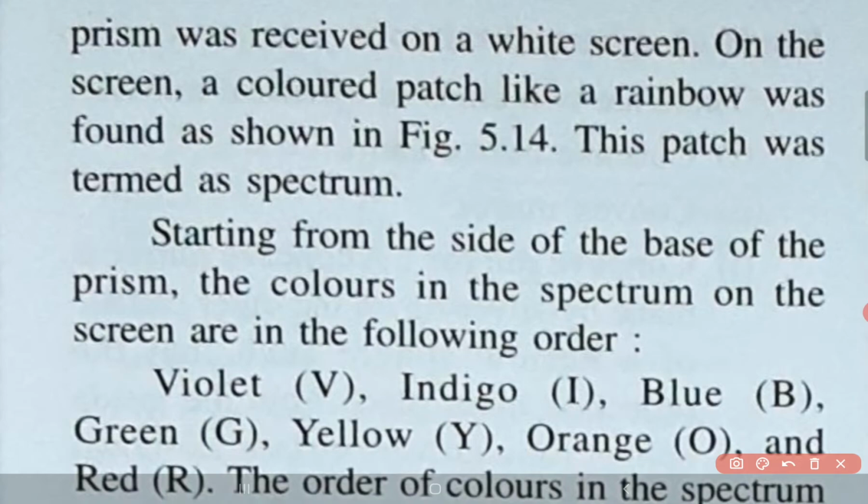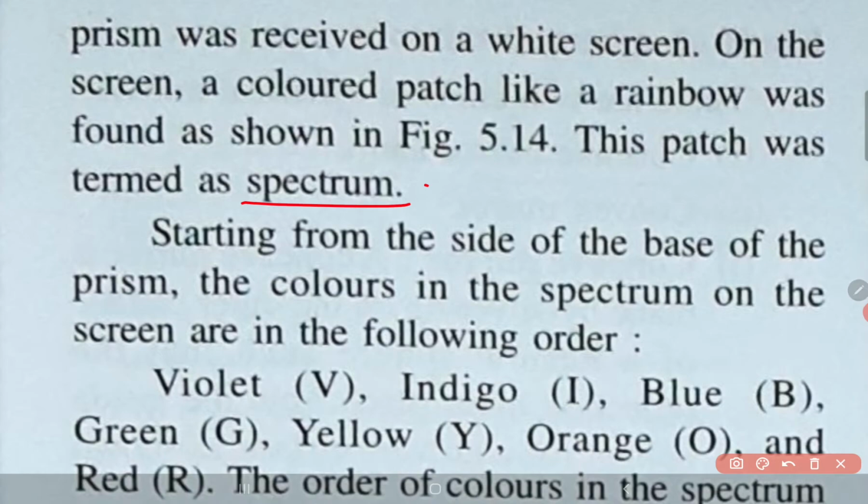On the screen a colored patch like a rainbow was found, as shown in figure 5.14. This patch was termed as spectrum. I had shown you the spectrum actually in a video before this video, where I was explaining the prism.